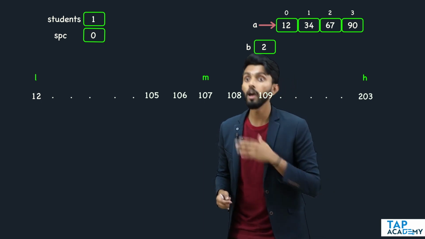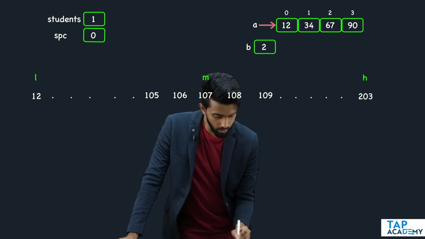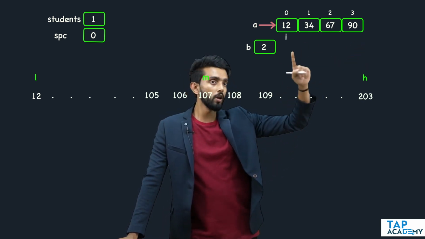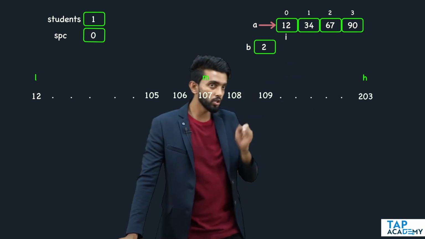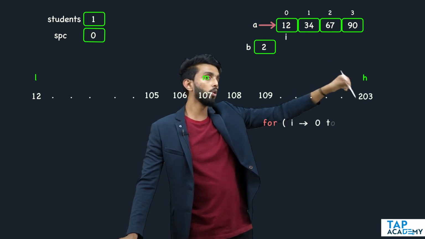I should check, isn't it? How will you check, sir? Very easy. Watch it. What I will do is, I am going to run a loop on this array A. I will start I from the 0th index, and this I will go to the last index. So, I will run a loop for I from 0 till length of A.